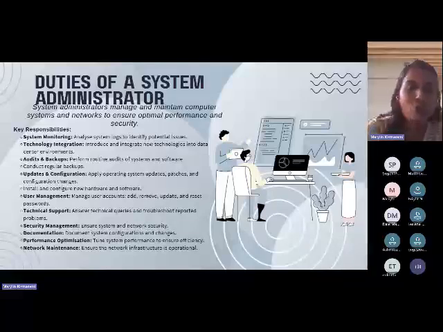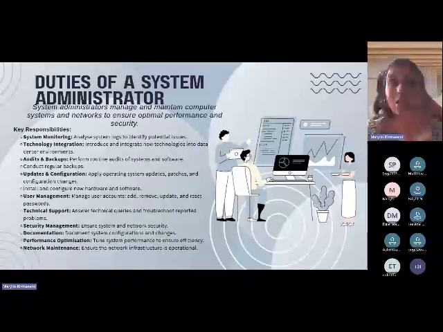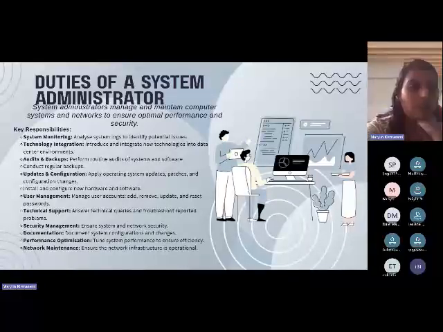I think we can show a much more appreciation for this role when we look at what they actually do. So a system administrator, what their key responsibilities are, and I'm just going to go down through them very briefly. They have system monitoring and maintenance. That is analyzing system logs, which is regularly reviewing logs to identify and fix potential issues. They perform routine audits, which is checking systems and software to ensure everything is working as expected. System updates and backups.